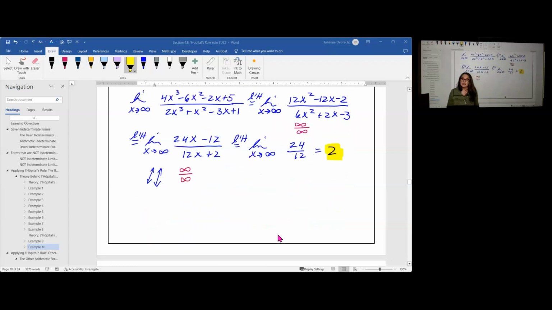Now, that's the last example that I wanted to work in this first part of section 4.8, where we were just talking about the two basic forms, 0 divided by 0 and infinity divided by infinity. Those are the only indeterminate forms to which you can directly apply L'Hopital's rule. There are 5 others that we'll study, but we have to convert them first. Let's now turn our attention to converting the two arithmetic forms, 0 times infinity and infinity minus infinity, into one of our two basics.